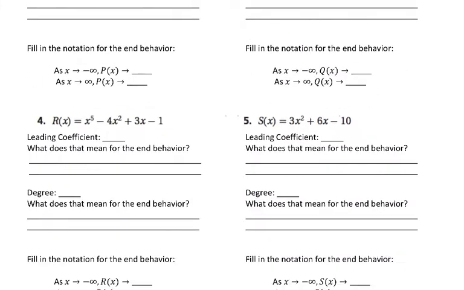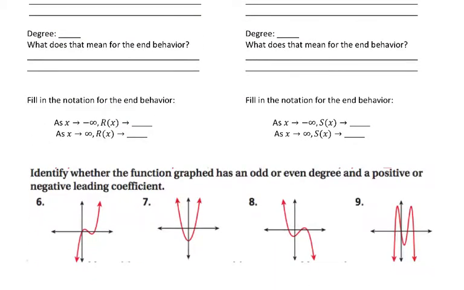And then at the bottom here, you're going to end up saying if the degree is even or odd, and if the leading coefficient is negative or positive. So kind of backwards. Look at the image and tell me what the equation might be.